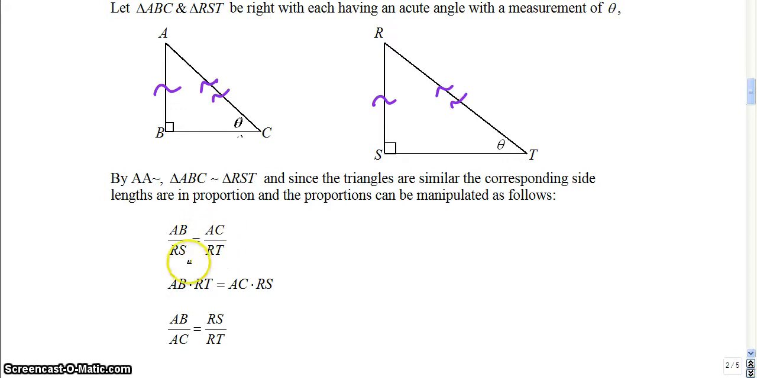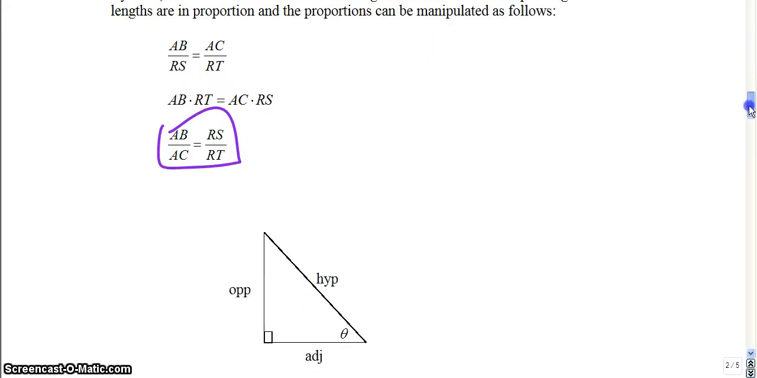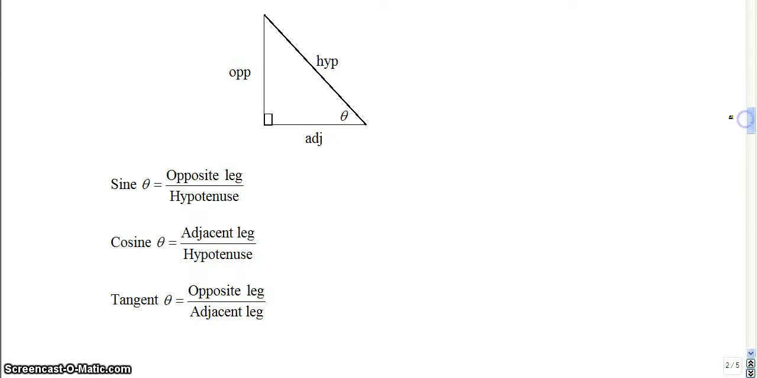Now if you cross multiply, we get this product. And then if you divide both sides by AC and RT, we get this equation. In other words, the length of AB divided by AC is in the same proportion as RS divided by RT. That is our first trig ratio. Trig is the ratio of sides and angles based on right triangles. First one we have is the sine ratio.